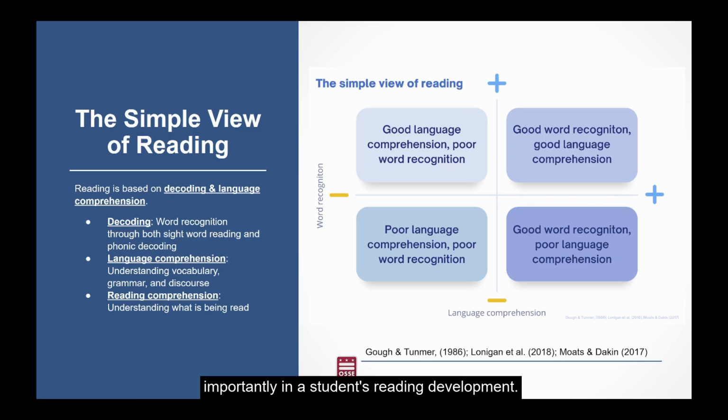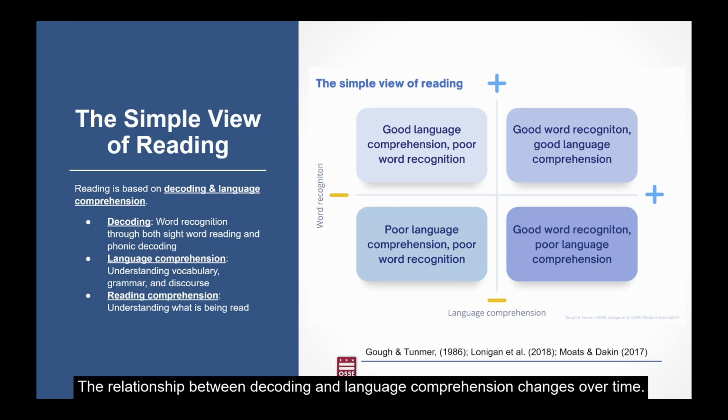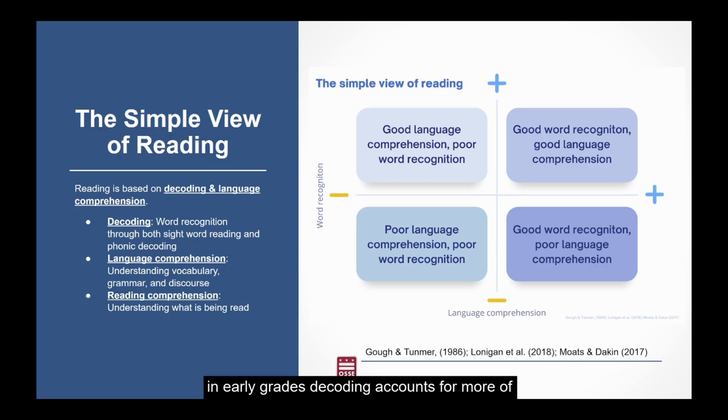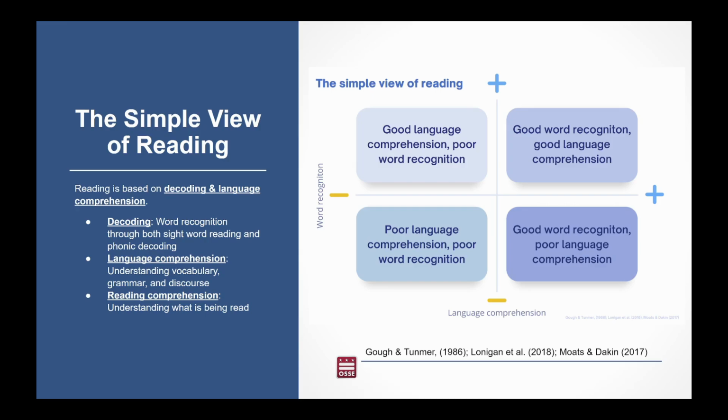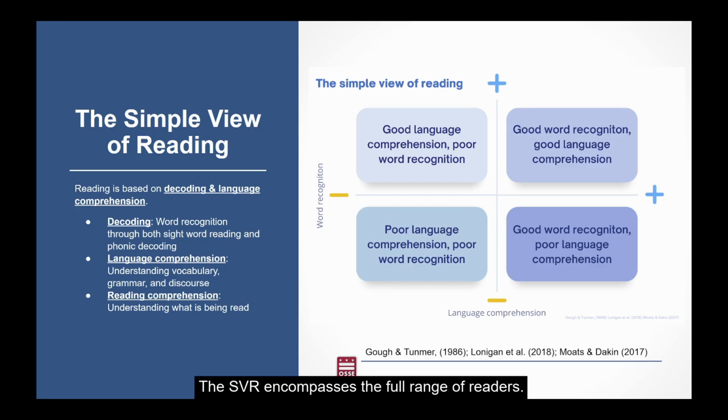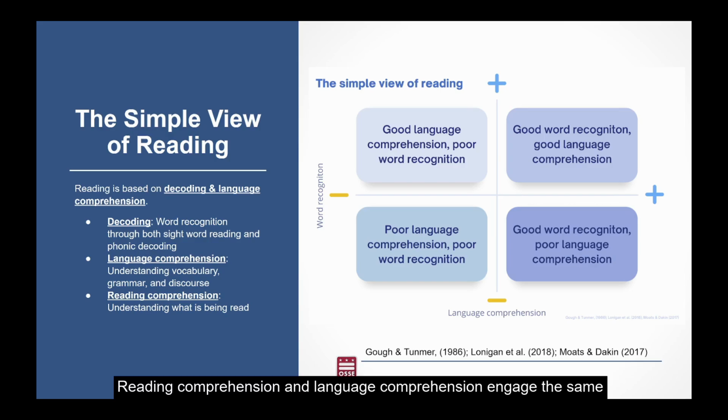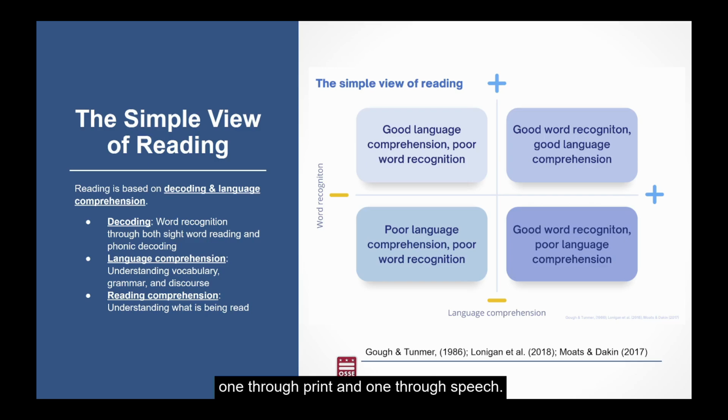Importantly, in a student's reading development, the relationship between decoding and language comprehension changes over time. For example, in early grades, decoding accounts for more of the differences between readers. In later grades, language comprehension differentiates readers. The SVR encompasses the full range of readers. Reading comprehension and language comprehension engage the same cognitive capacities but through different points of access, one through print, and one through speech. So these indicators are reflected in screening tools.